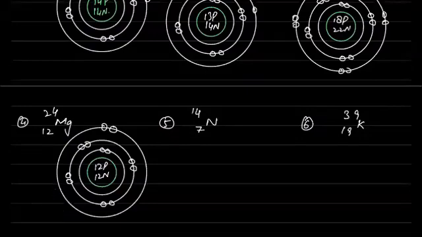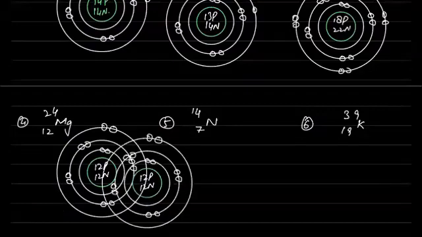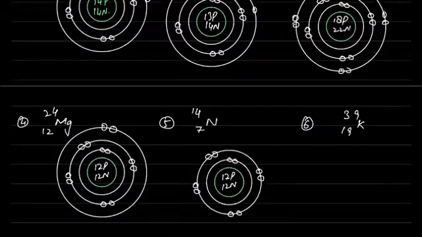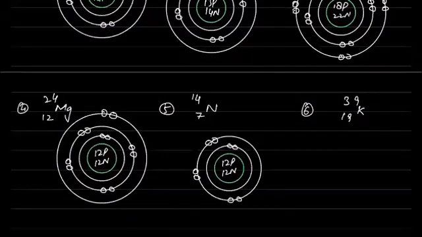And nitrogen contains 7 protons and 7 neutrons inside the nucleus. Its electronic configuration is 2 and 5. Yes, this is 2 and 5.